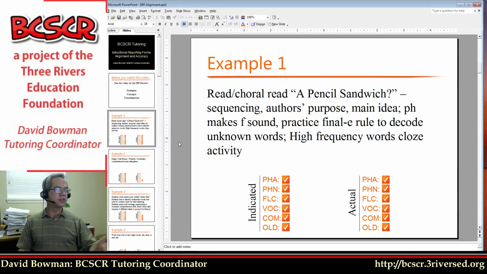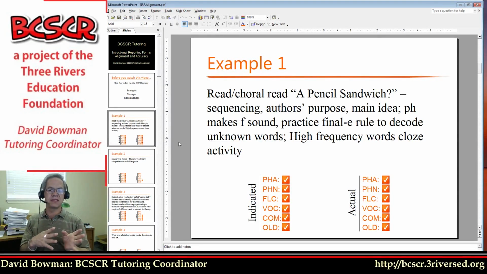We've got phonemic awareness, which is that whole PH and F sound and the final E rule. That also gives us phonics, because we're going to apply that rule to the pronunciation of the word. We have some fluency, which is the choral reading. We have some vocabulary study, which is done through the cloze activity. We have comprehension, the sequencing, we even have some oral language development where in this case we're trying to understand the author's purpose and the message that the author is trying to relate. So the tutor indicated all 6 areas. I also indicate all 6 areas.